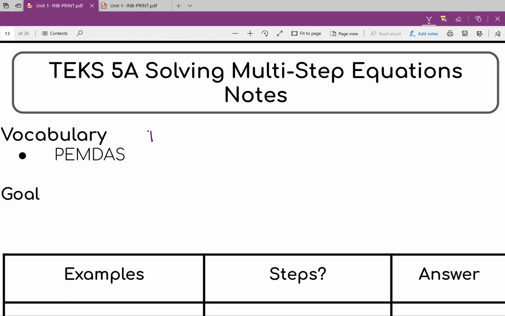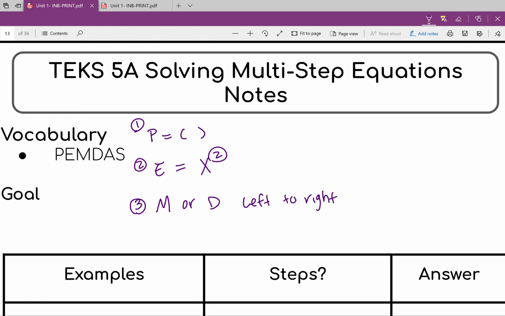Okay, so P is parentheses. We do these first. And then we have E, which stands for exponents. Then we have multiplication or division. We do those left to right, whatever comes first. Same with addition or subtraction. Again, left to right. This is addition, subtraction, multiply, and divide.